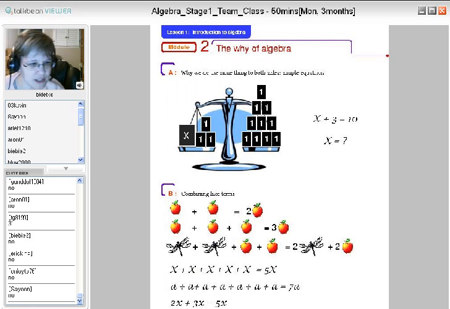Okay, so can everybody see Module 2, the Y of algebra?